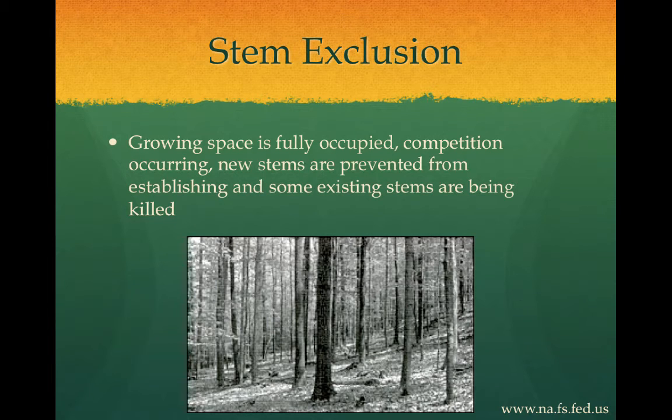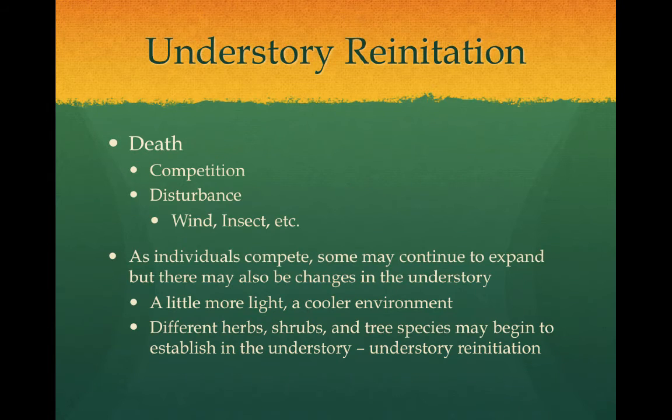So what happens? Well, we have some existing stems being killed. And this death could be due to competition. It could also be due to disturbance, something like wind, insects, whatever. Something is going to impact that overstory.